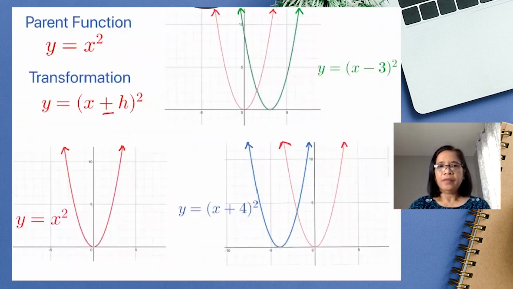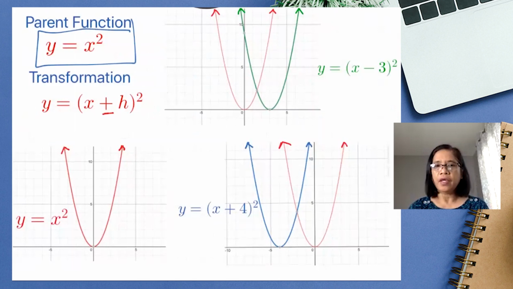Now what happens if we change the value of h? So in this case, we will consider again the parent function, and let's only look at the change on the parameter h. y equals x squared is graphed on the side, a parabola facing upwards. Then let's start with the value when h is 3.